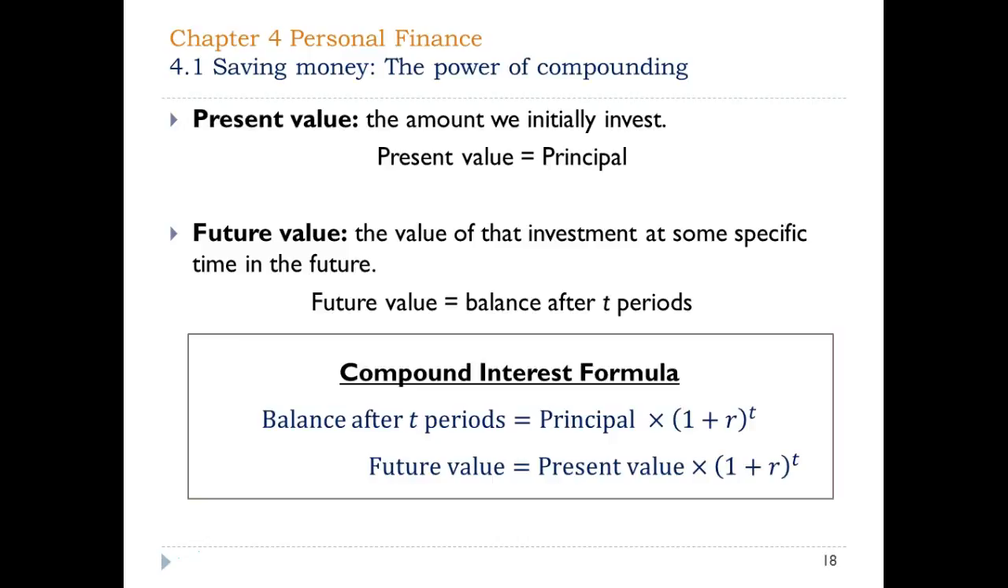Present value. The amount we initially invest. Present value is principal. Future value. The value of the investment at some specific time in the future. Future value is balance after t periods. Compound interest formula. Balance after t periods is principal times 1 plus r to the power of t. And this formula is the same for future value. Future value is present value times 1 plus r to the power of t.